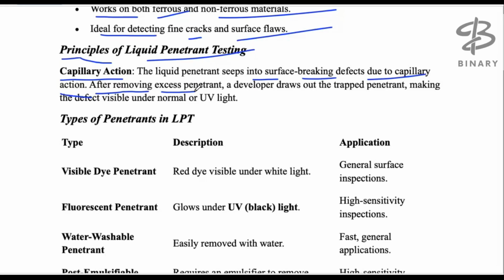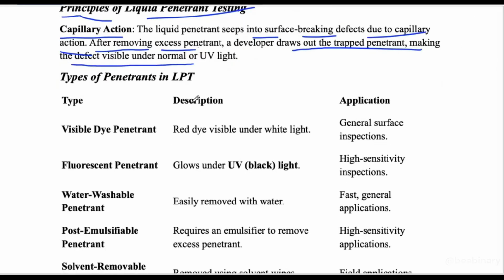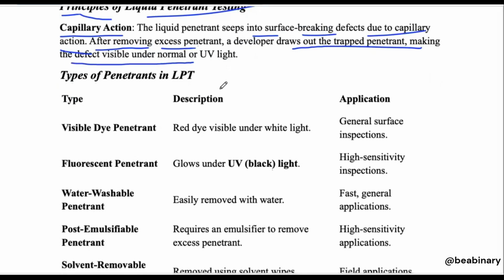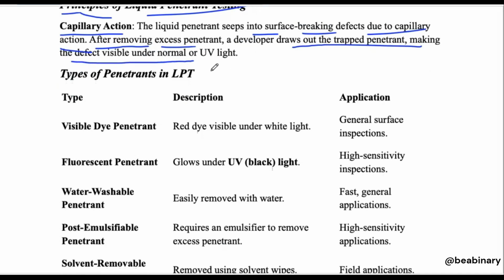After removing the excess penetrant, a developer draws out the trapped penetrant, making the defect visible under normal or UV light. You know what UV light is? Ultraviolet light. I mean, we know we have the sun with different spectrums, under which we have visible light and otherwise UV light. There are a total of 7 categories.